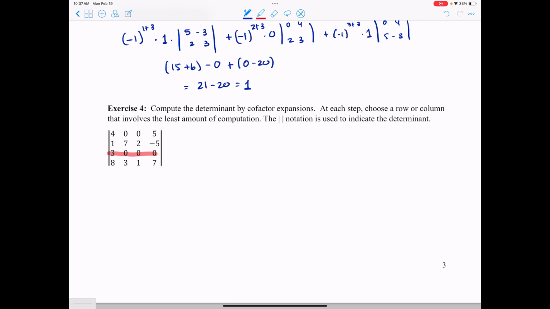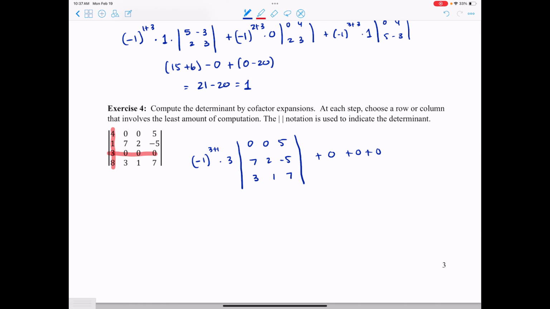So the determinant would be negative 1 to the 3 plus 1, because I'm looking at the third row, first column. And then if I cross off the third row and first column, I'm left with 0, 0, 5, 7, 2, negative 5, 3, 1, 7. And notice that all the other values in row 3 are 0, so technically this would be plus 0, plus 0, plus 0.